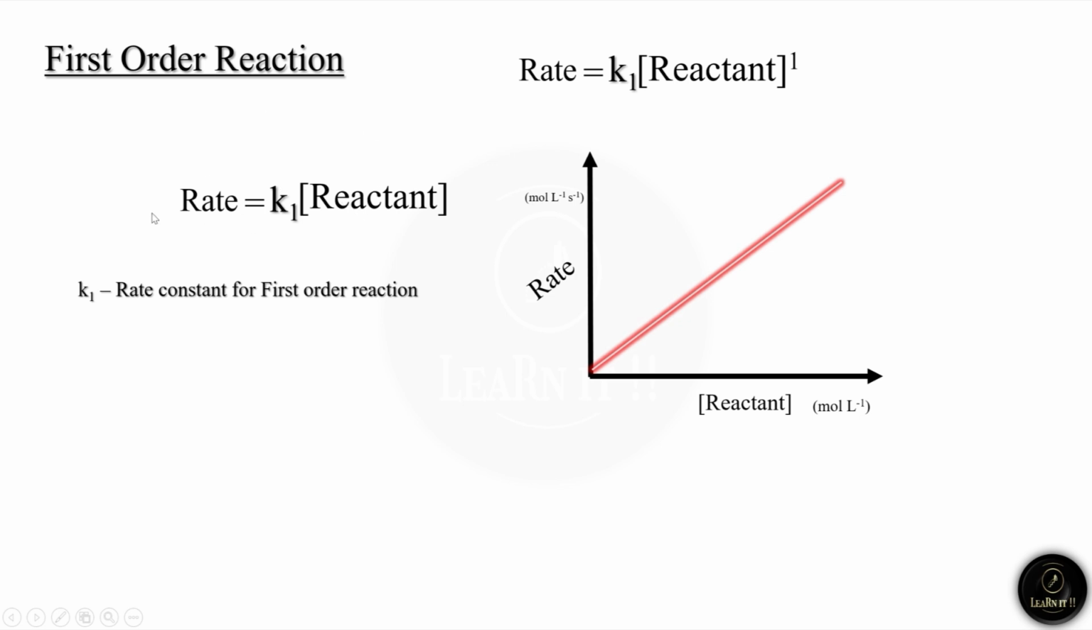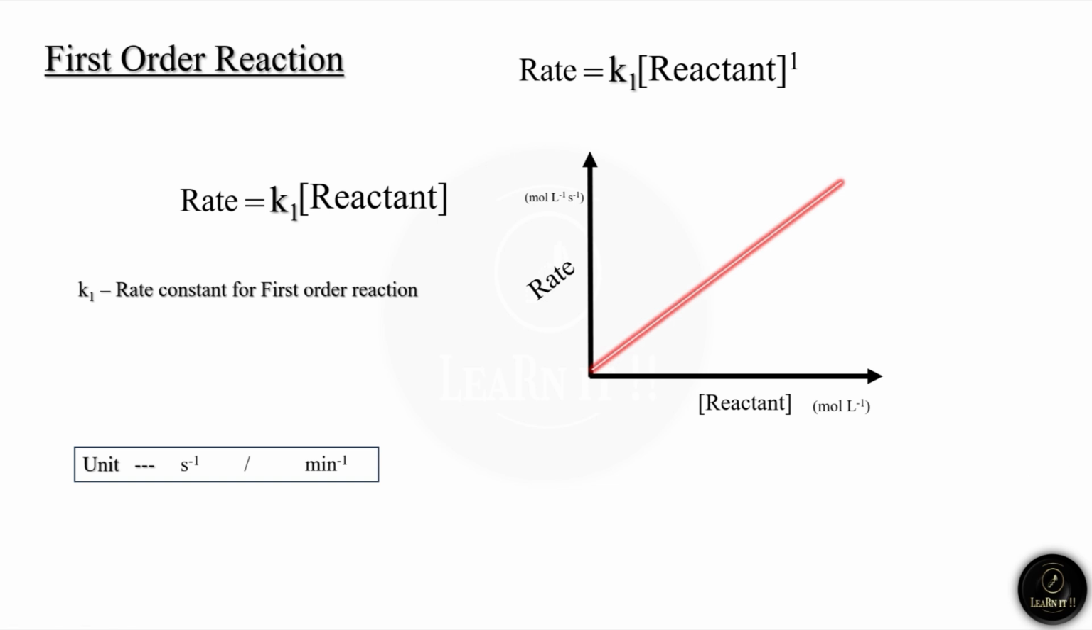So with respect to unit of K1, the rate, we know that rate is equal to concentration divided by time. So concentration is indicated by moles per liter and divided by time means moles per liter per second. And with respect to concentration of the reactant, it is moles per liter. So moles per liter get cancelled. So that's why the unit of rate constant for first order reaction is per second or per minute or per unit time.